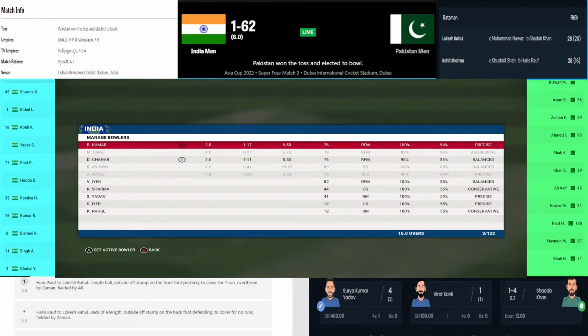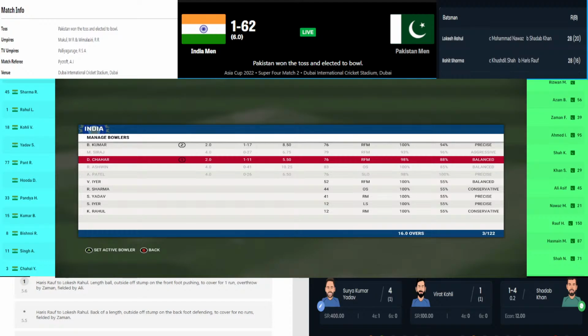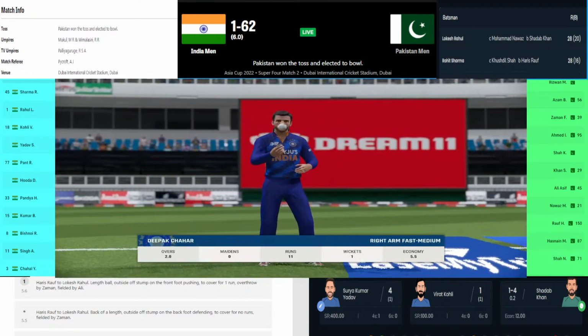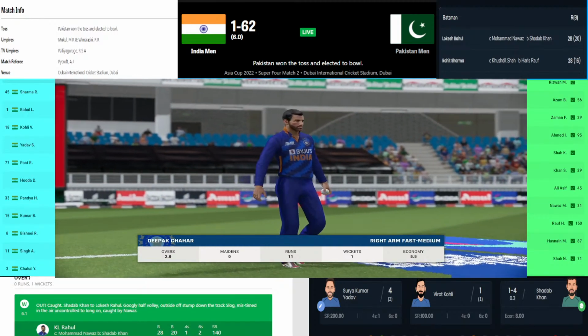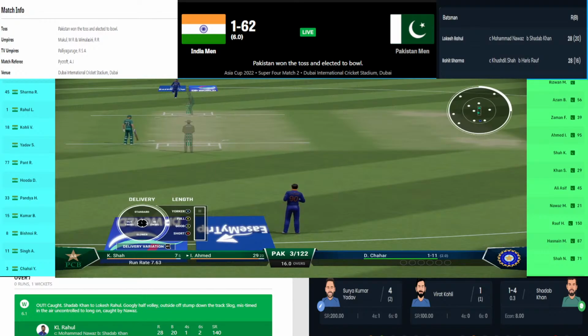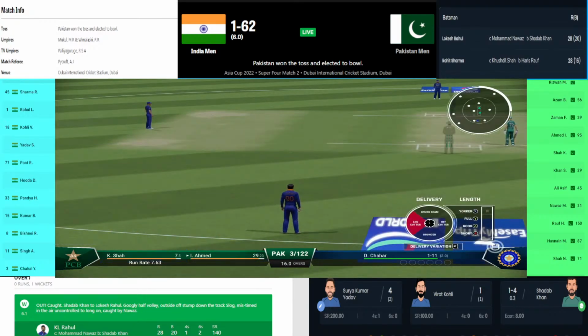In the power play also he played a couple of shots like that, but as that was the power play, it was easy to time the ball at that time, and there was not any fielder in the deep, so that's why he was getting away with it. But this time there was a fielder at long on, and Nawaz completes an easy catch, and KL Rahul is gone. So after a good start, there are a couple of wickets for Pakistan.